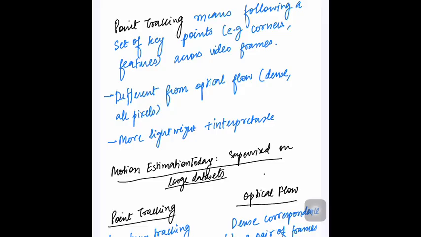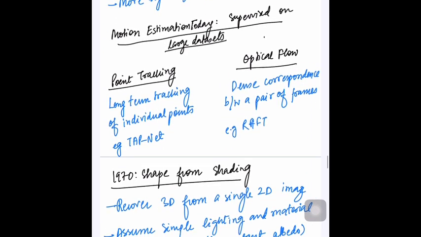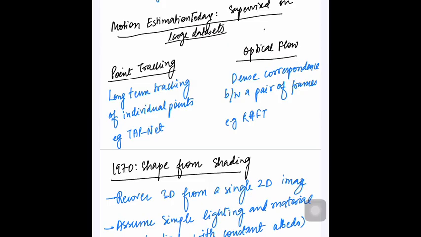Then in the 1970s, there was one more interesting application, which was understanding the shape of an image from its shading. From a single 2D image, they want to understand the 3D shape. This was based on an assumption of simple lighting and a Lambertian material with constant albedo. We will understand all these assumptions in later chapters.